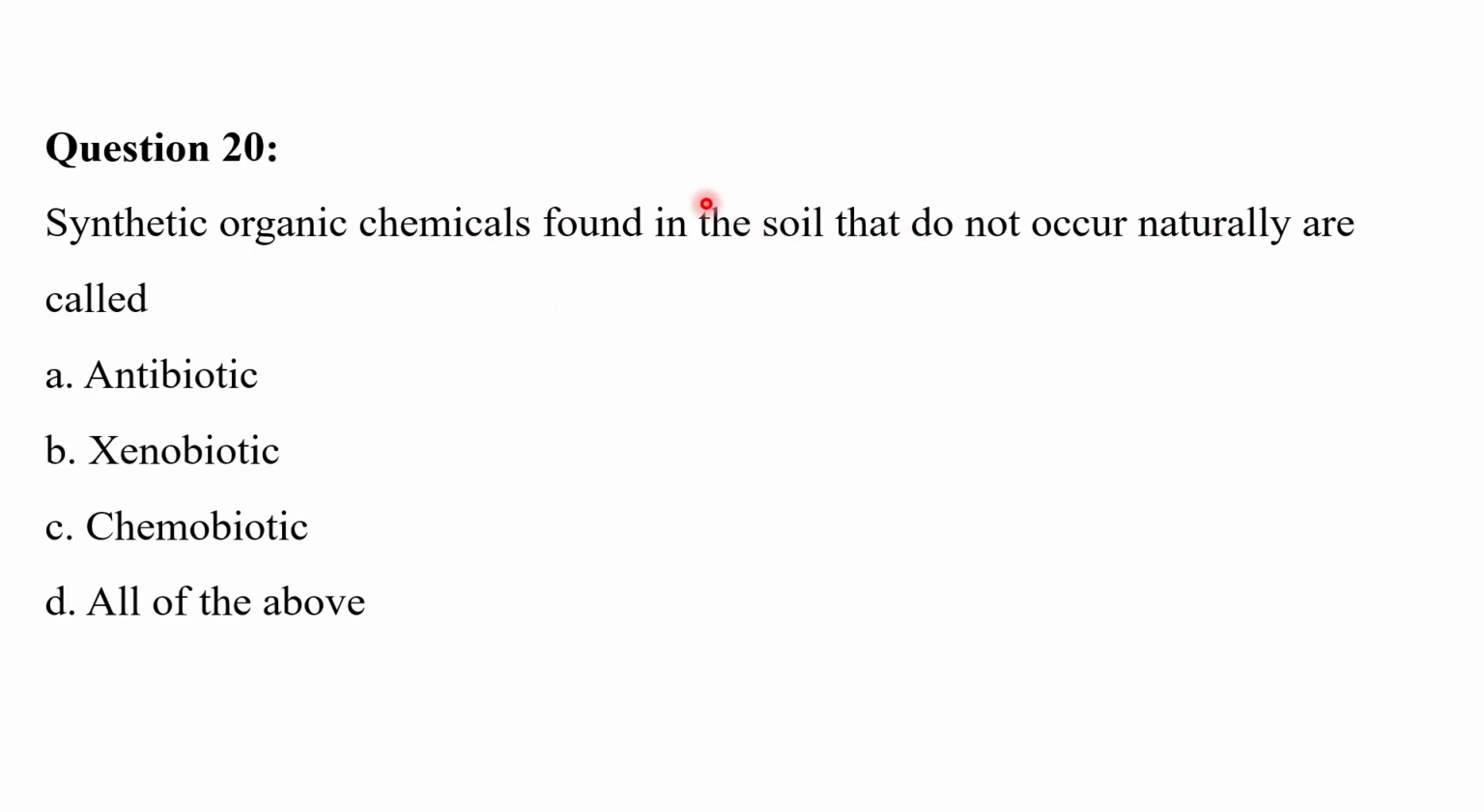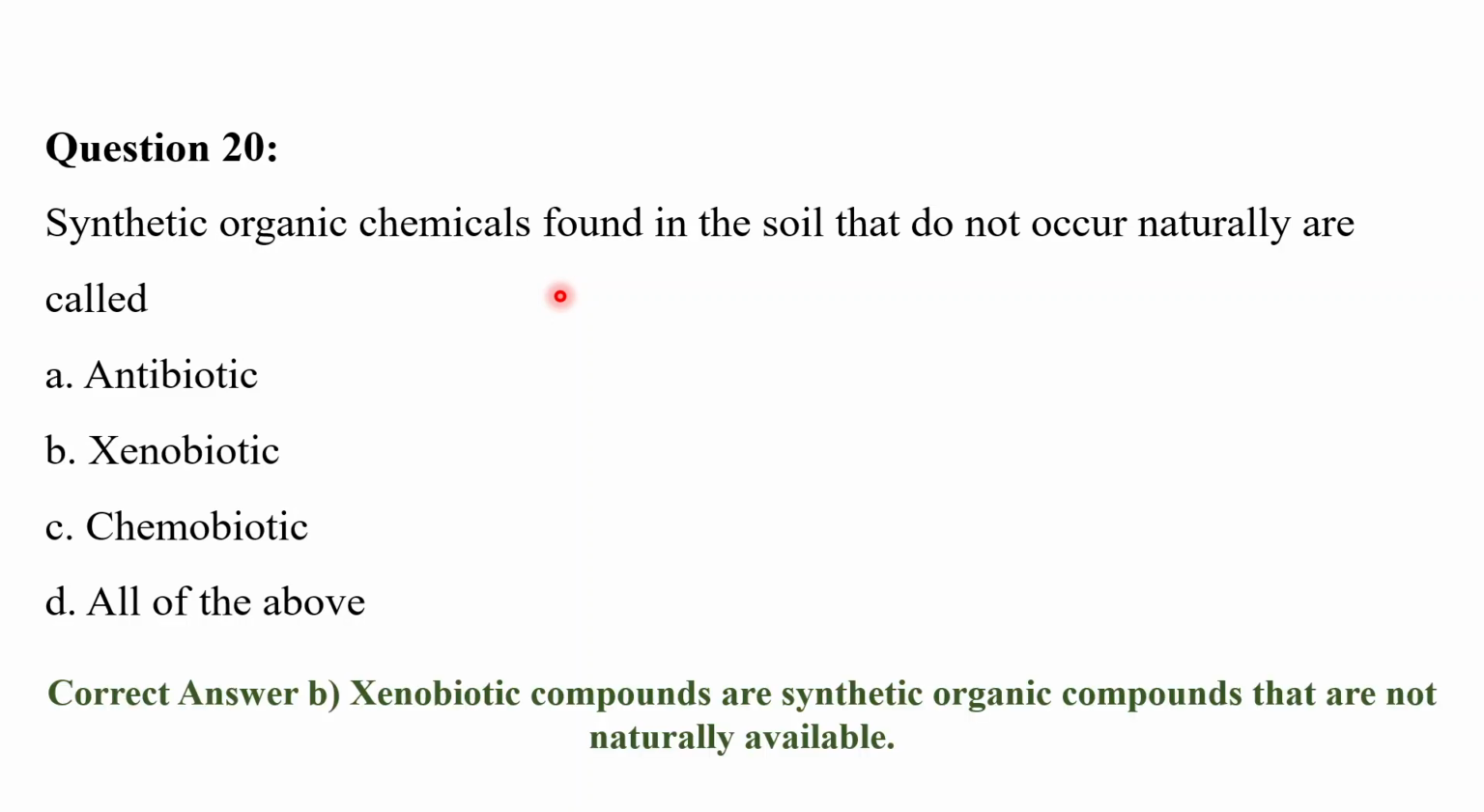So how are they present in the soil? That's the man-made action. Humans have synthesized these chemical compounds and released them in the environment, and since they are not naturally produced, it's difficult to remove them from nature also. So these are called xenobiotics. Xenobiotics are the synthetic organic compounds that are not naturally available.